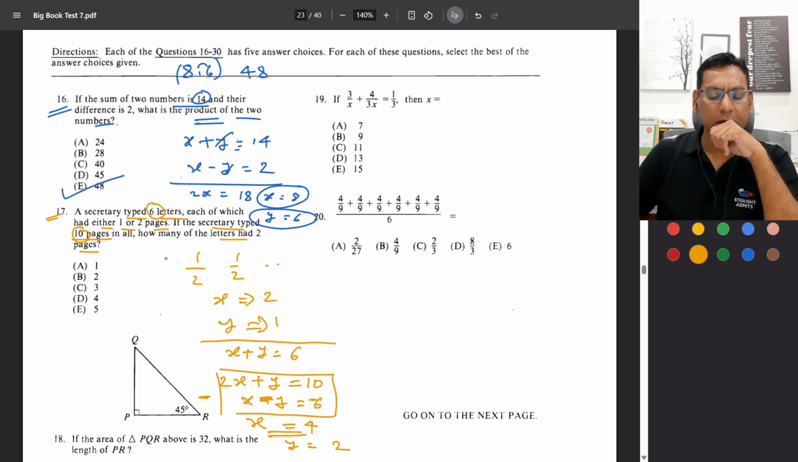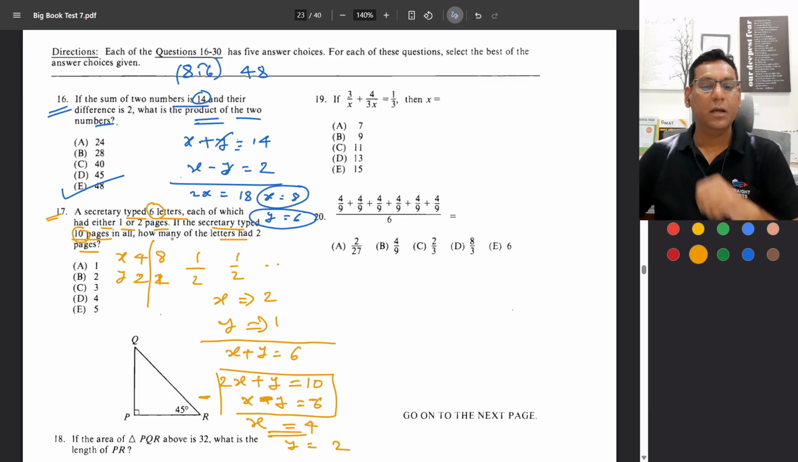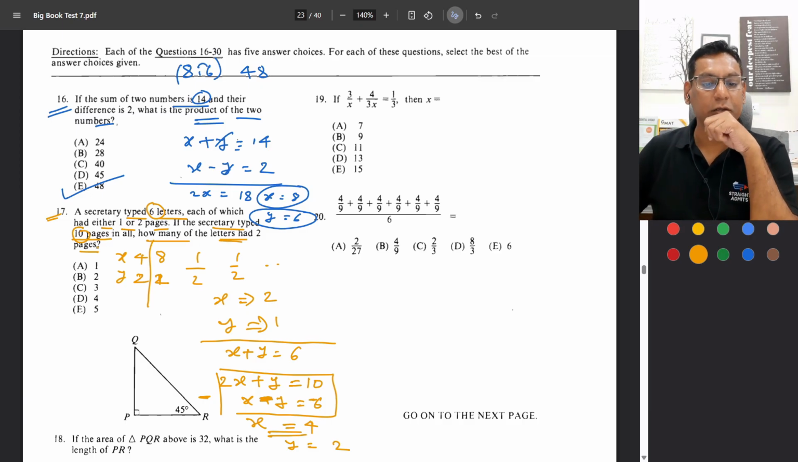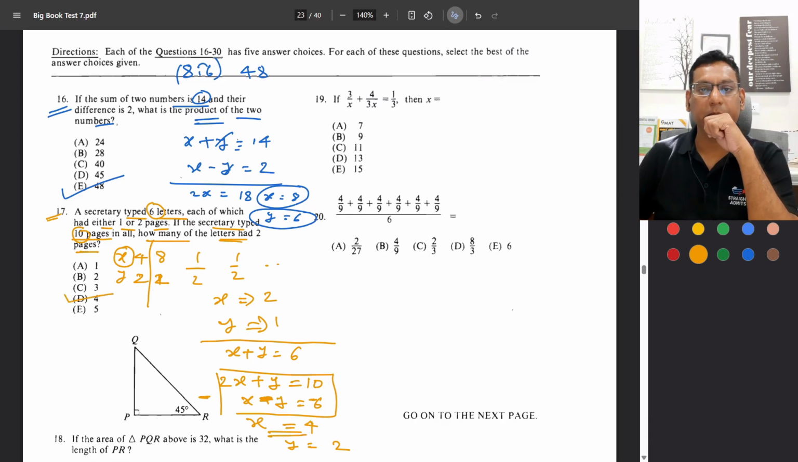So x is equal to 4, y comes out to be 2. Okay, so let's verify that. x is equal to 4, y is equal to 2. So how many pages here? 2 pages here, 8 pages here, total 10 pages. All right. Now what's the question? How many letters had 2 pages? 4 letters had 2 pages. Answer choice D.